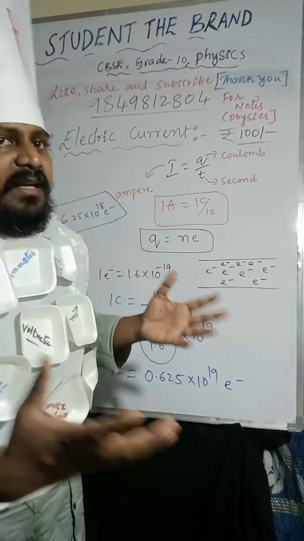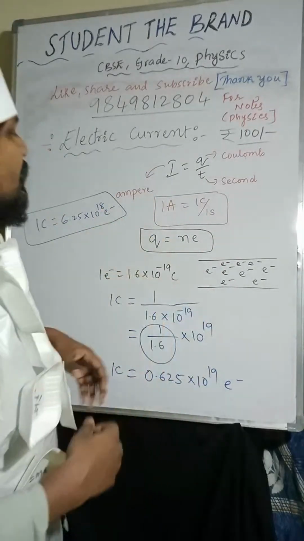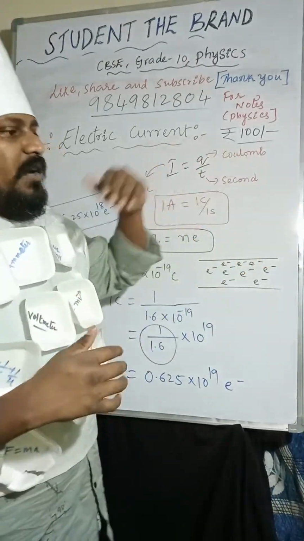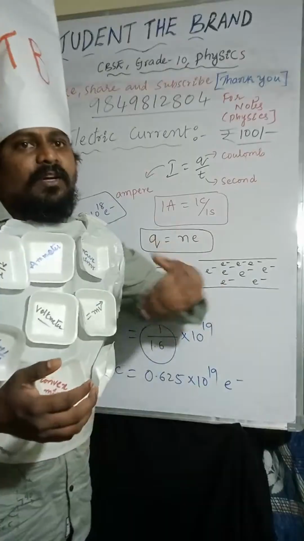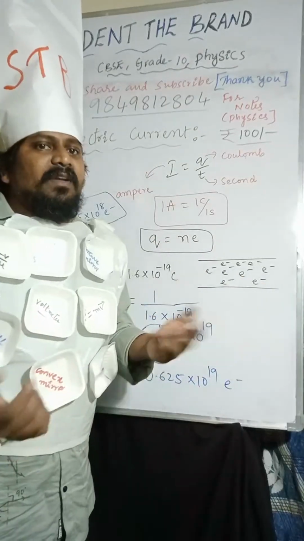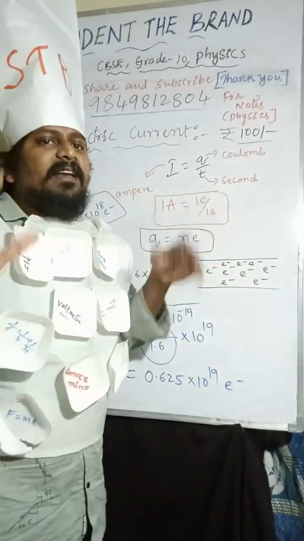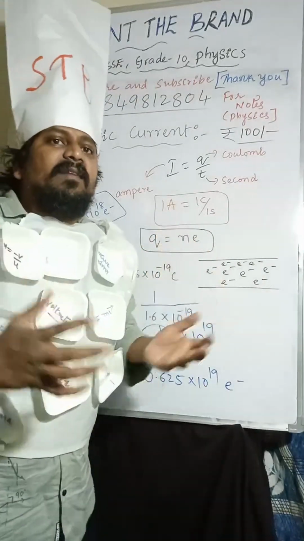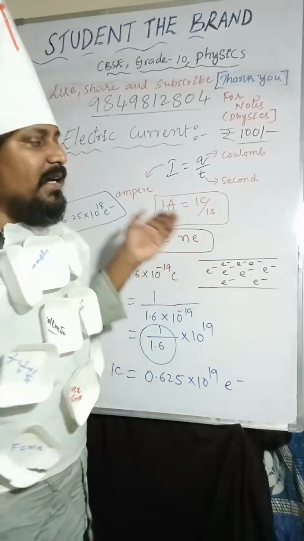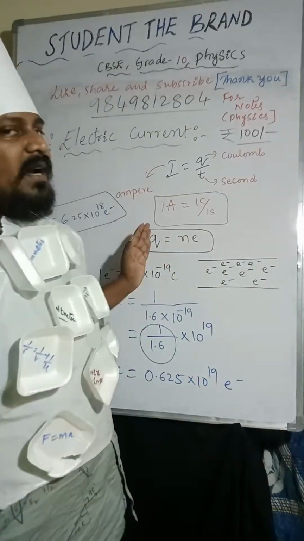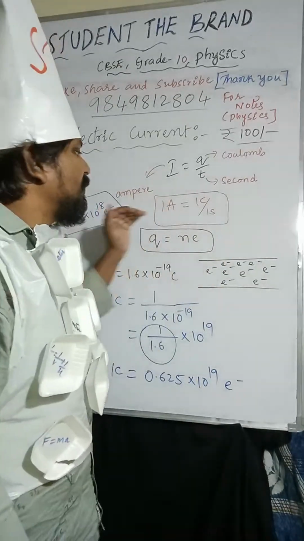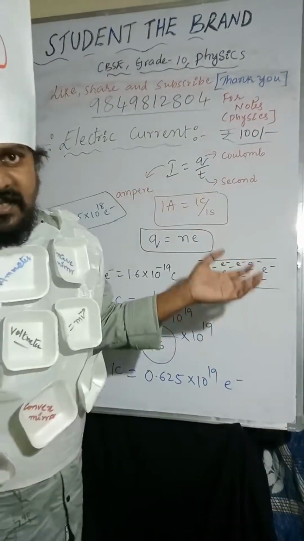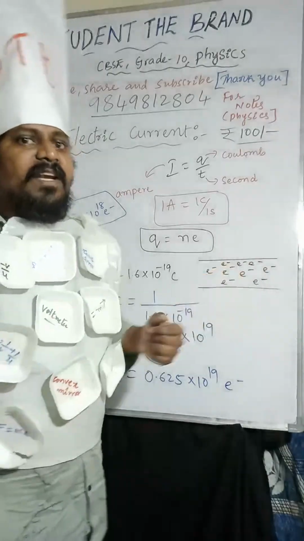What is quantization of charge? If only one electron is moving, we can't say current is flowing. If only 2 electrons are moving, we can't say current is flowing. Only when many charges, many electrons, are moving inside the conductor can we say current is flowing. That is quantization of charge: Q equal to Ne, where N is the number of charges moving inside the conductor.